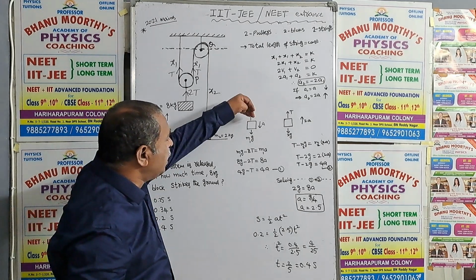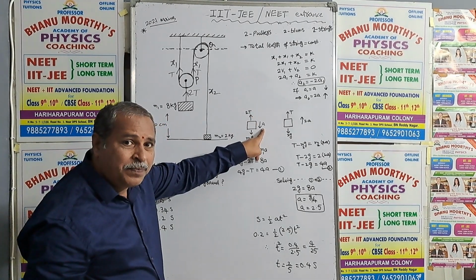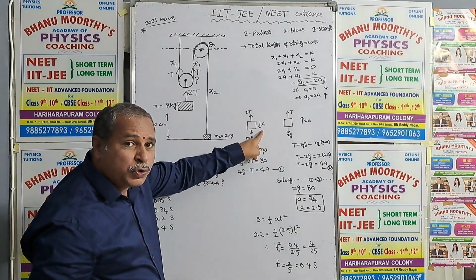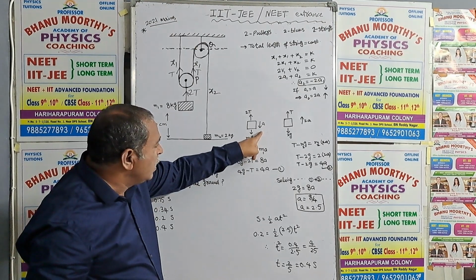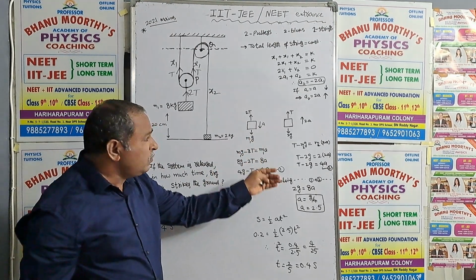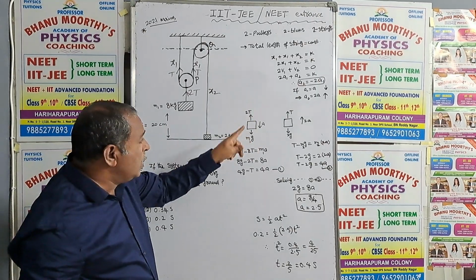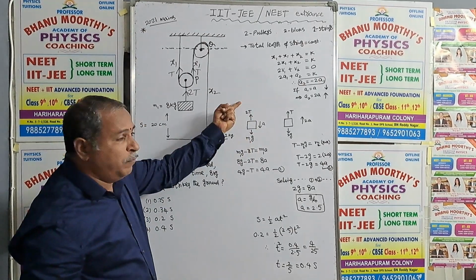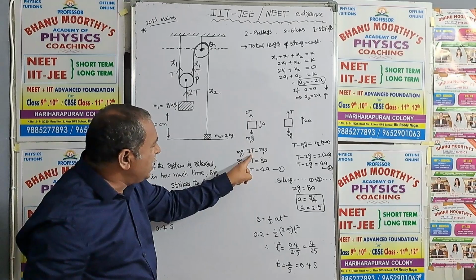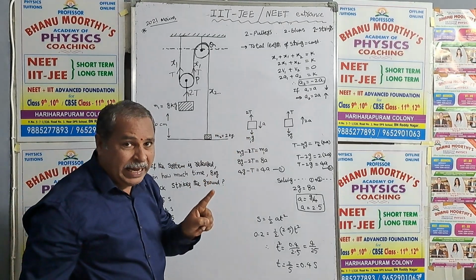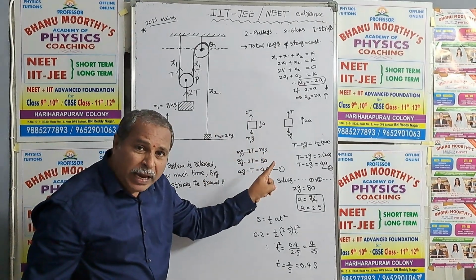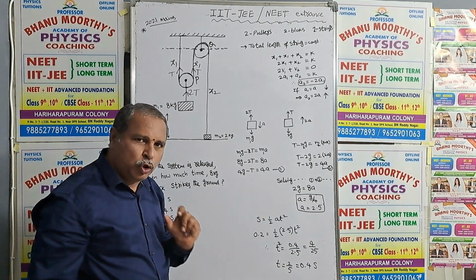Then the block is coming down with acceleration A. So the net force F equals MA. Now let us frame the equation. Since the block is coming down, downward force dominates over upward force. So that's why M1G minus 2T equals M1 into A, Newton's second law, net force.